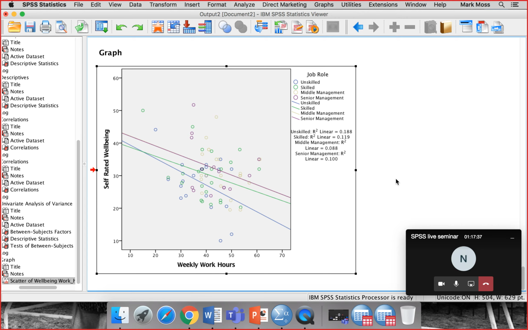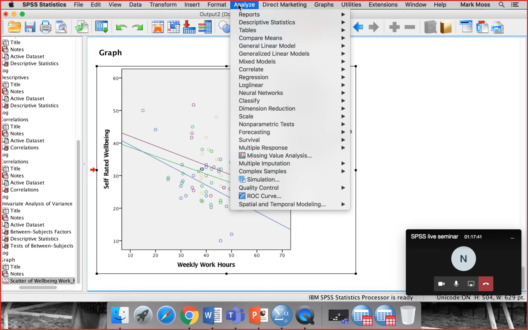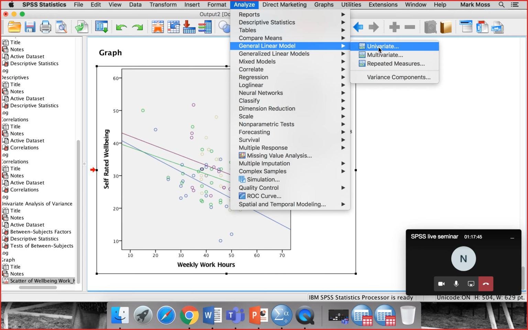Okay, I said you can also test it statistically. So, analyse, general linear model, univariate.